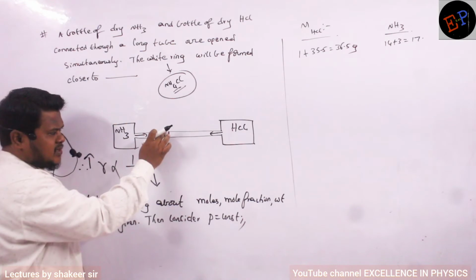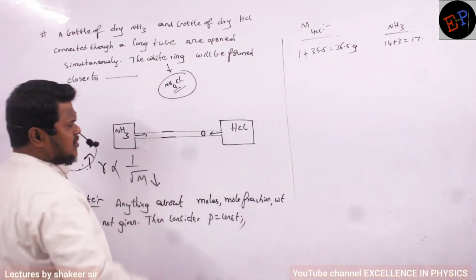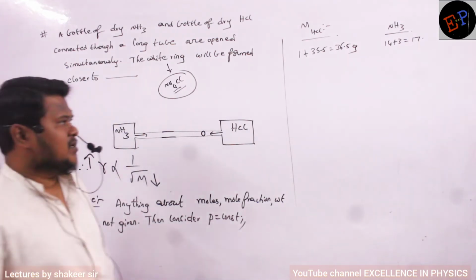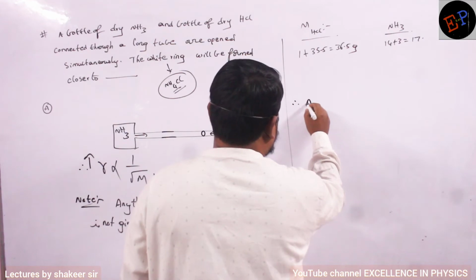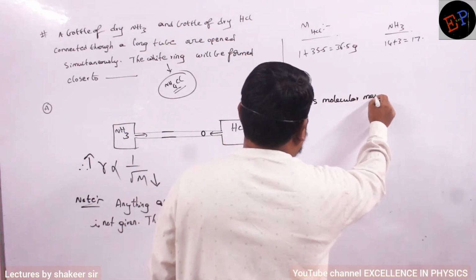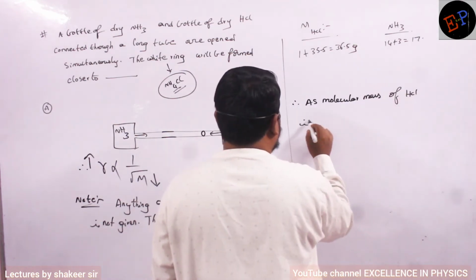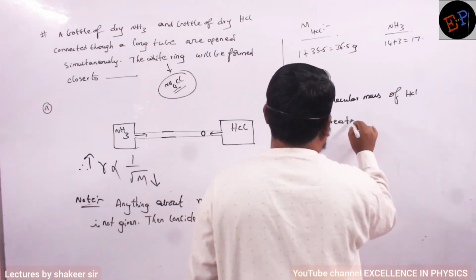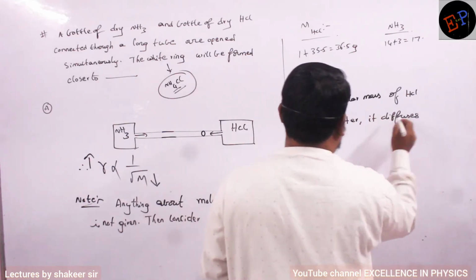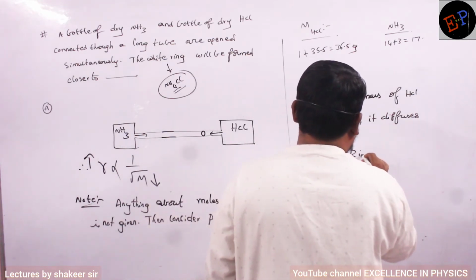So therefore, where will this white ring be formed? White ring will be formed very close to HCl. Are you able to understand? That's our answer. So therefore, what we write is: molecular mass of HCl is greater, it diffuses slowly. Therefore, a ring is formed.